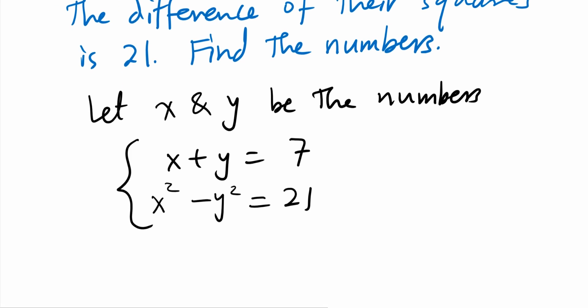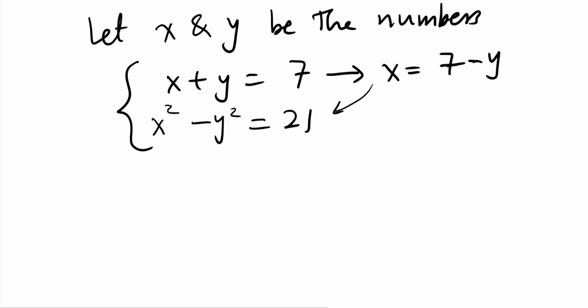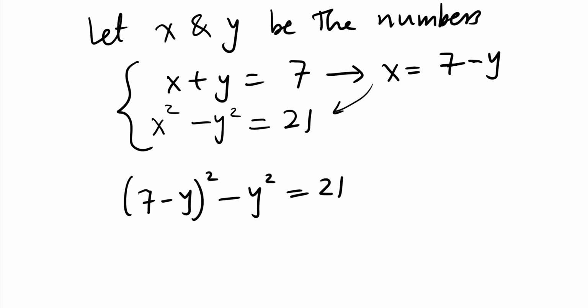We need to solve this system of equations. How do we solve such a system of equations? Elimination is a good method. So from here we can solve for x by subtracting y on both sides. And now we're going to substitute into the second equation. Instead of x, I'm going to replace it with 7 minus y. Keep this the same, equals 21.